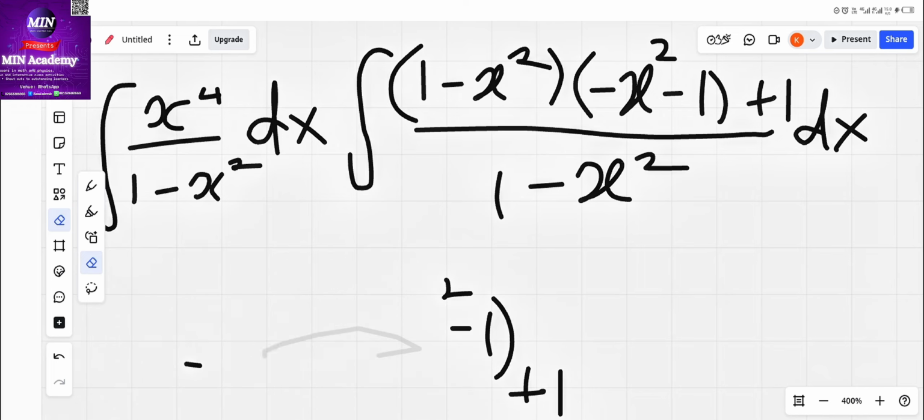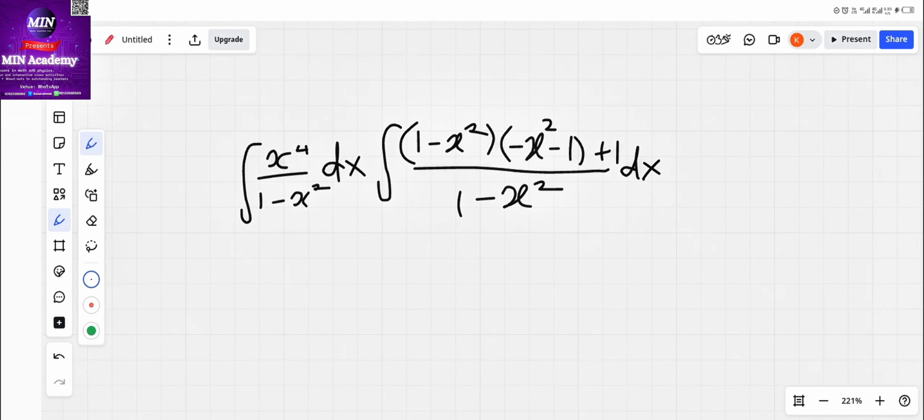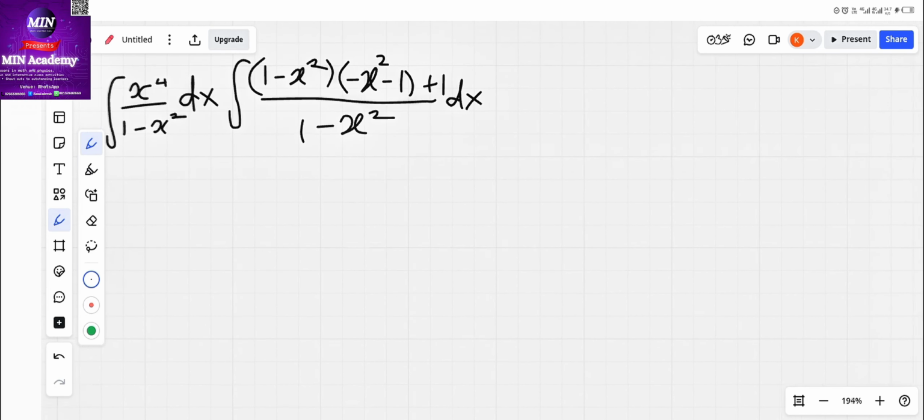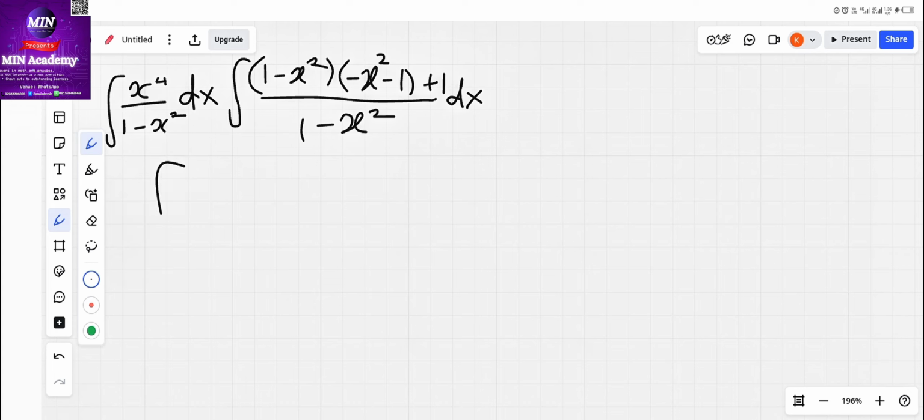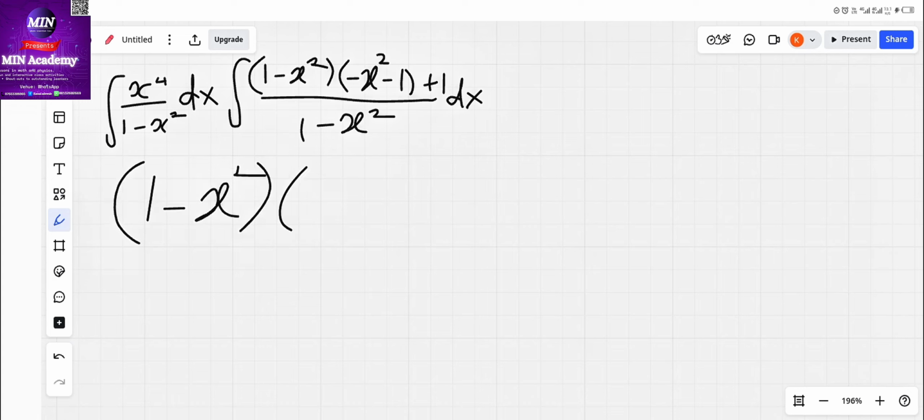Let's clear this also so that we can have space for the next work. Let's zoom in, so there's enough space for us to work now. We need to split this fraction into its parts, because there's a plus sign between the two numerators. The first part is going to be 1 minus x squared multiplied by minus x squared minus 1, everything over 1 minus x squared.